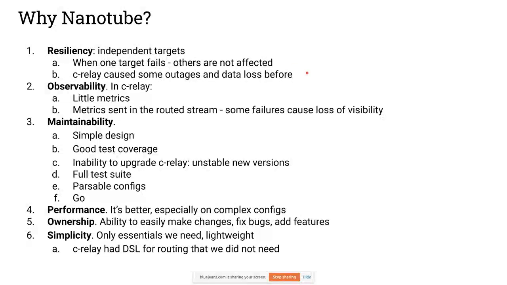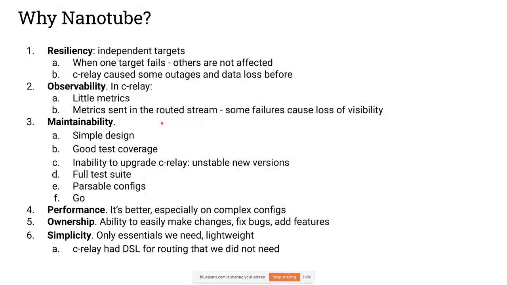So this can lead to real data loss because it undermines data duplication. And yes, so this caused some real outages and data loss in our experience before. Another problem is observability. In the C-relay, there is little metrics, and they are routed together with the stream of metrics it actually routes. So there is internal dependency. This means that when it breaks, it may become invisible. So it's very hard to debug.